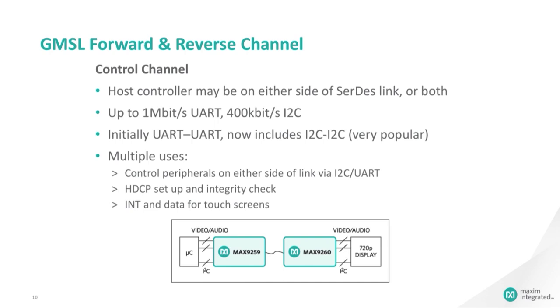In dual controller designs, with a processor on each side of the link, UART to UART control is preferable. Since many peripherals use I2C, I2C to I2C control has become the most popular. The control channel can be used to write to any register in the serializer or any register in the deserializer. This allows features to be enabled or disabled over the link before high-speed data transmission is started.